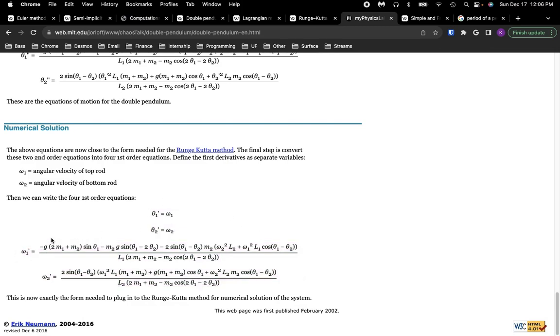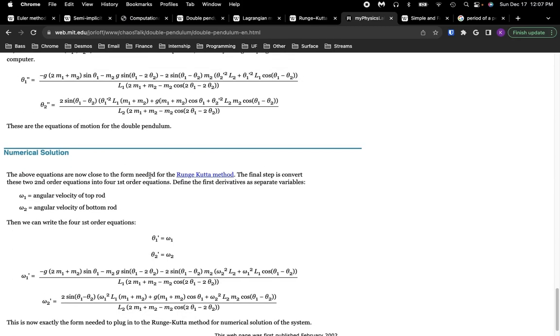But these formulas are pretty much what I'm using directly in my code. So this is omega 1 prime. That's the derivative of the angular velocity, so that's angular acceleration, and it's equal to this expression. So there's an explicit formula for the angular acceleration, but we don't have an explicit formula for the actual angle or even the angular velocity. So to get those, we can numerically integrate, right?